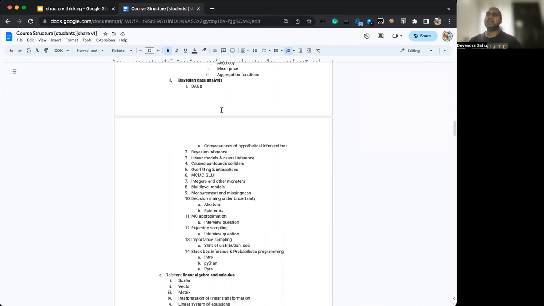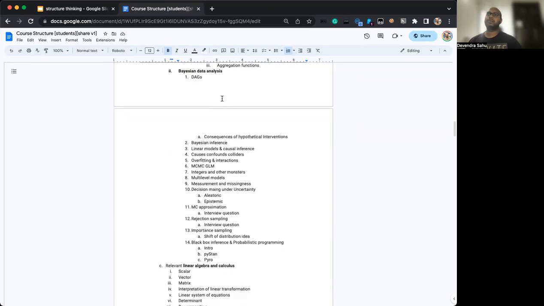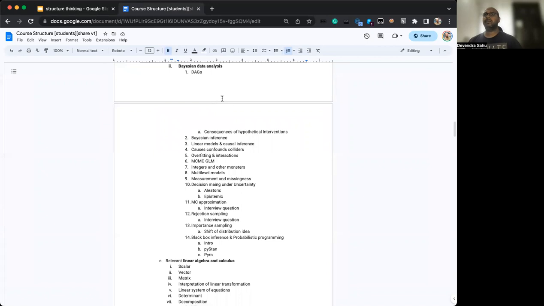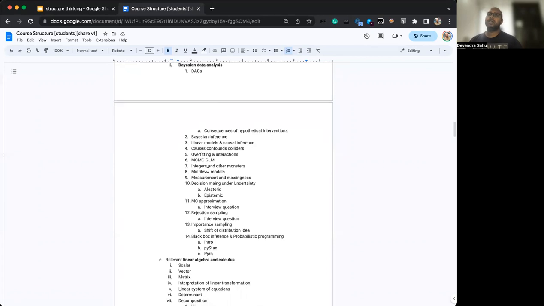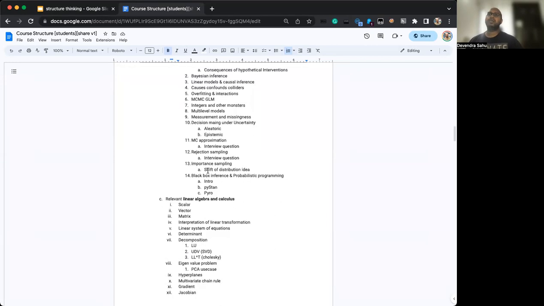And then in Bayesian data analysis, we'll almost spend a couple of months. So we look at Bayesian inference, linear modeling, causal inference, causes, confounders, colliders. We look at sampling. We look at modeling integers. We look at multi-level modeling. We look at missing data modeling, right? And this is also work in progress, and there might be some duplicates later on, but I'm working on how to structure it in a unique way.